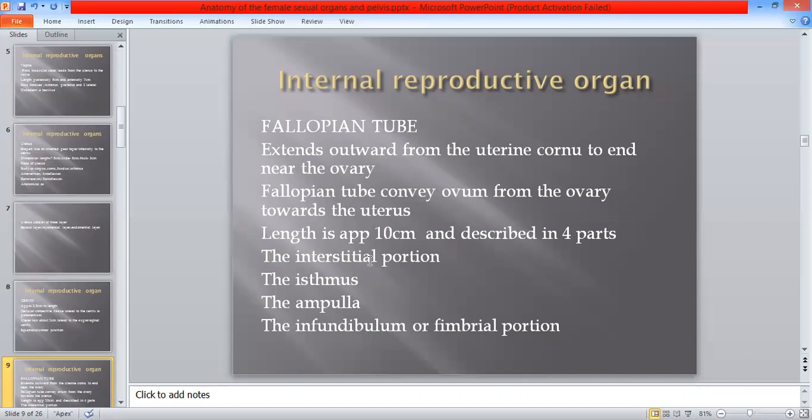The interstitial part is the part which lies inside the uterus. After the interstitial part is the narrow constricted area which is called the isthmus. After the isthmus is the long and distensible portion of the fallopian tube, called the ampulla. The other end of the tube is called the infundibulum, and the infundibulum is surrounded by finger-like projections, called the fimbrial portion. This fimbrial portion is important for collecting the ovum from the peritoneal cavity and helps in the transport of the ovum through the fallopian tube to the uterus.